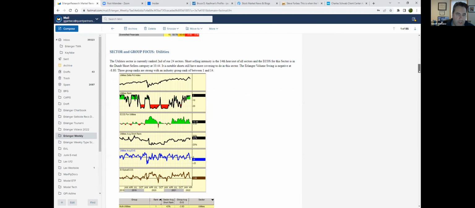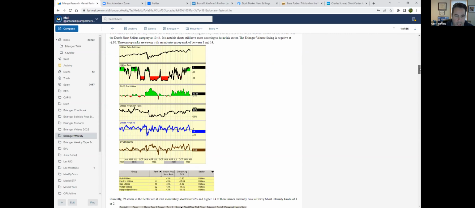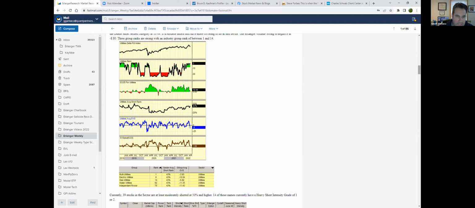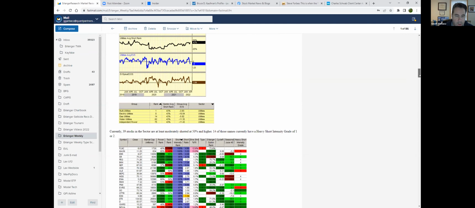We highlighted utilities because we like utilities. They continue to remain strong. Although it's interesting, the average EVS, Erlanger volume swing, has turned slightly negative. Short rank's been going up. Erlanger commitment to short sellers is still positive, which means it's dumb short sellers that are in. But a lot of sectors are just having a hard time right now. Not many stocks are doing really well, and you can see that in the EVS starting to break down a little bit within the work.